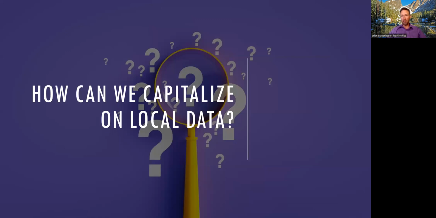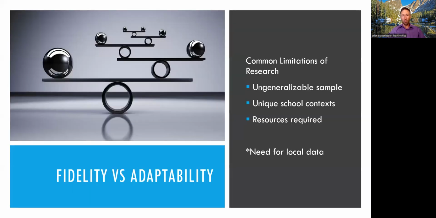Okay, so now that we've talked about what evidence-based practices are and defined them, and we've talked a little bit about what we know works in terms of school-based physical activity promotion, now the question is, how can we capitalize on local data? So first of all, if we think about the research, there are some limitations in terms of what the research can truly tell us. So typically, no matter how extensive the research is, there could be limits in terms of its generalizability to a specific population or to a specific sample.